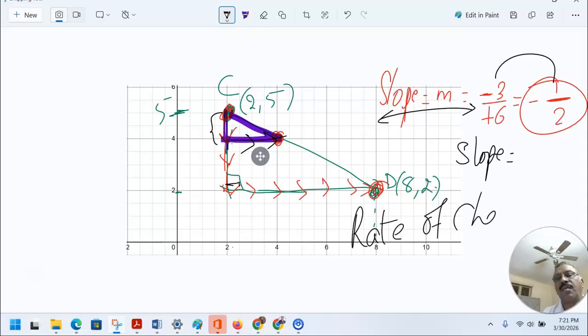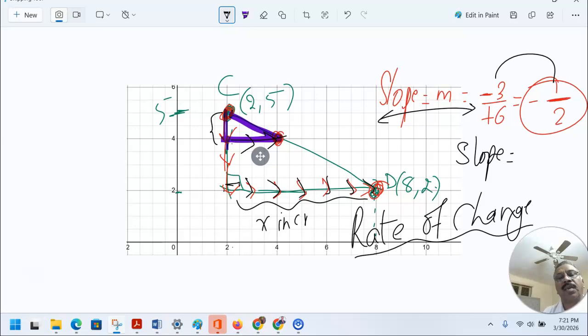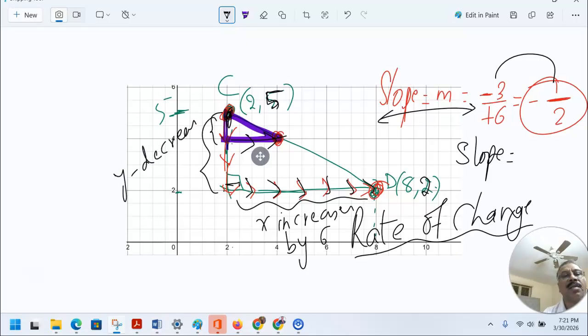Now, what is rate of change? Rate of change basically means, in this example, for every 6 increase in the x. So these are the 6 increase, right? So x increases by six places, and then the y goes down. See, this 5 which was here, now it is 2, so it is decreased. So y decreases by, you can see 1, 2, and 3. So y decreases by 3.